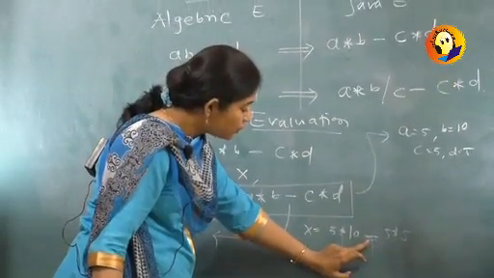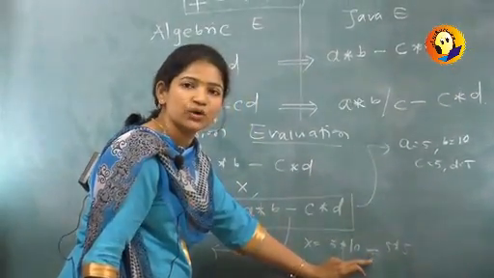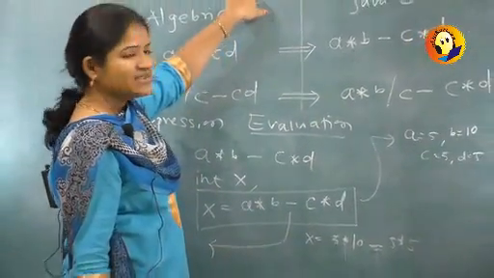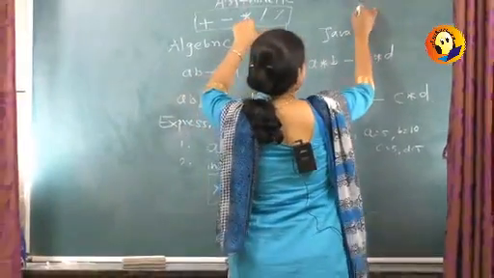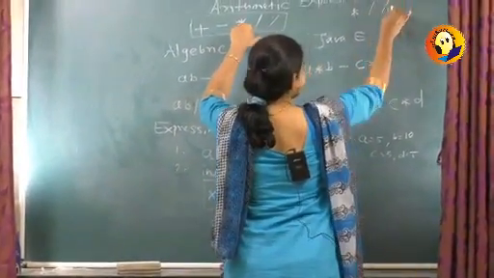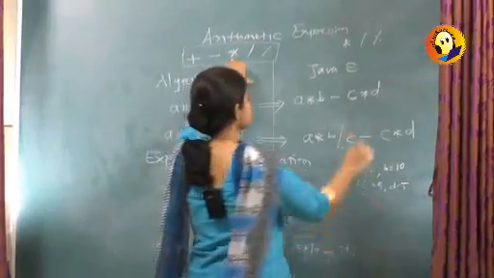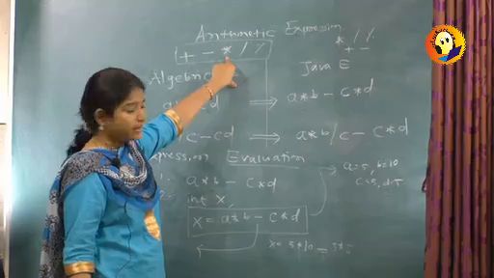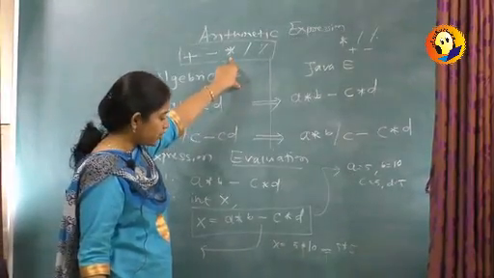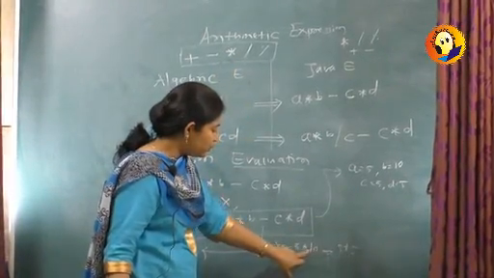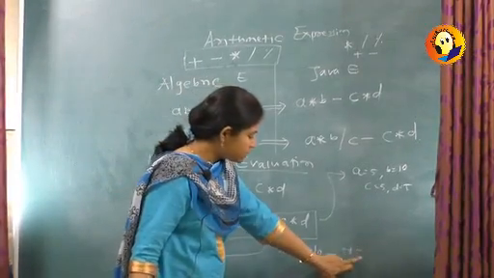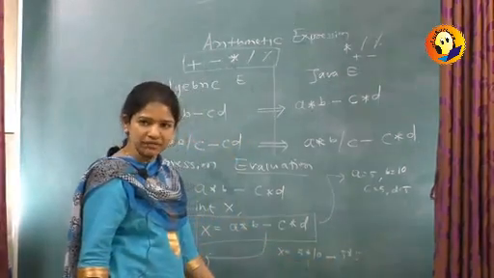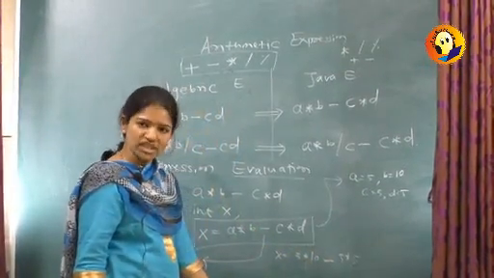So for that I need to consider priorities of operator. In arithmetic operations, multiplication, division and remainder are at highest priority, and addition and subtraction are at lowest priority. So in this case I need to do multiplication first, this 5 into 5, and after that I need to do subtraction in between them. Why? Because subtraction is at lowest priority.